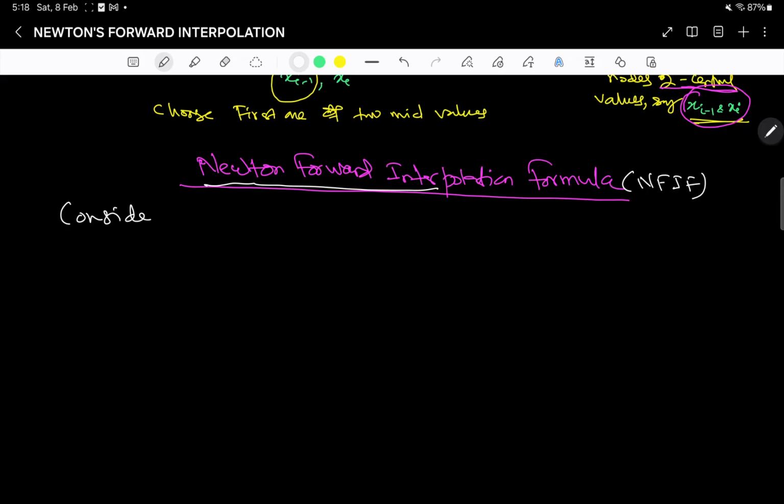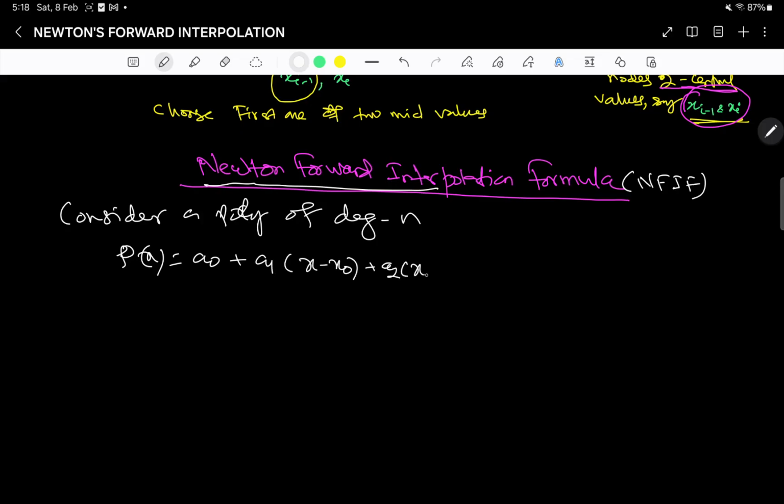Consider a polynomial of degree n: p(x) is equal to a0 plus a1 (x minus x0) plus a2 (x minus x0)(x minus x1), and if we continue, the last term is an (x minus x0) up to (x minus x(n-1)). It resembles your previous Newton forward. Now we need Newton divided difference. For a1 we take x up to x0, for a2 we take up to x1, and for an we take up to x(n-1).